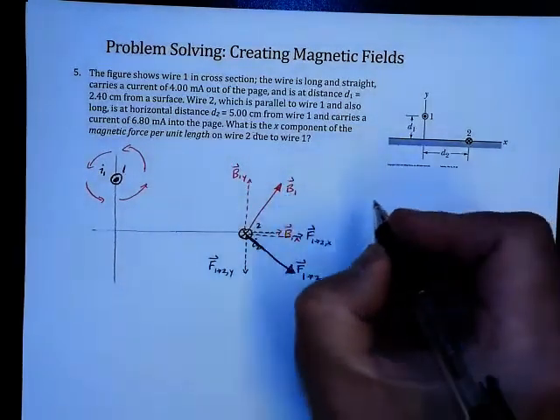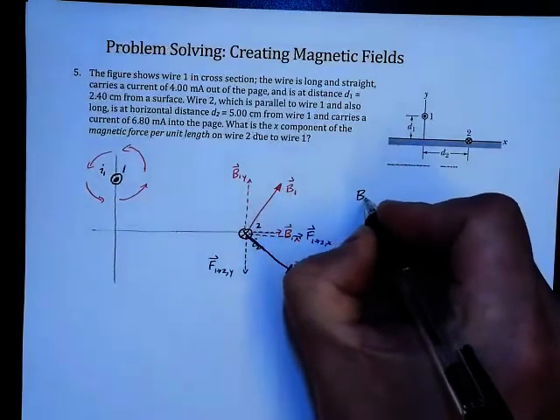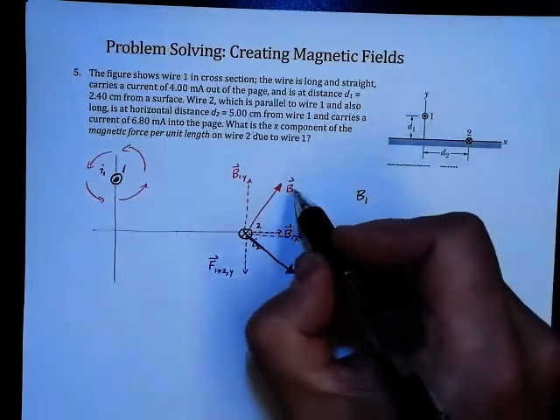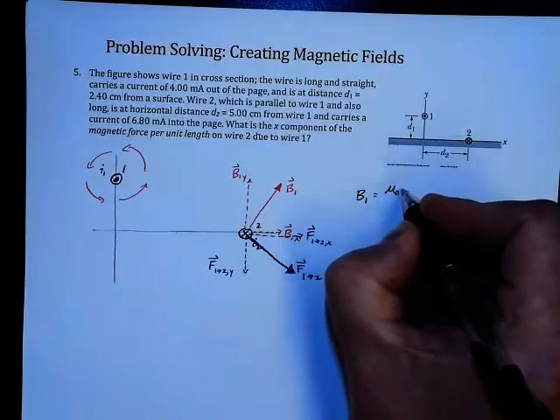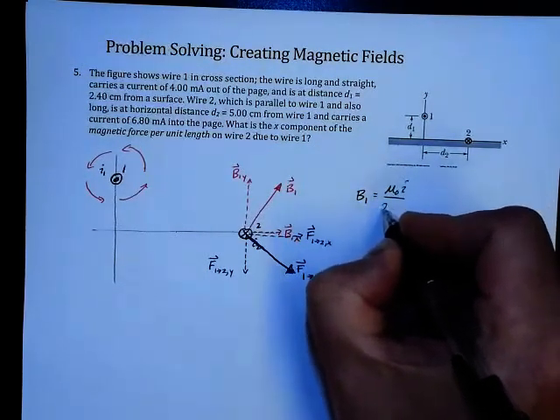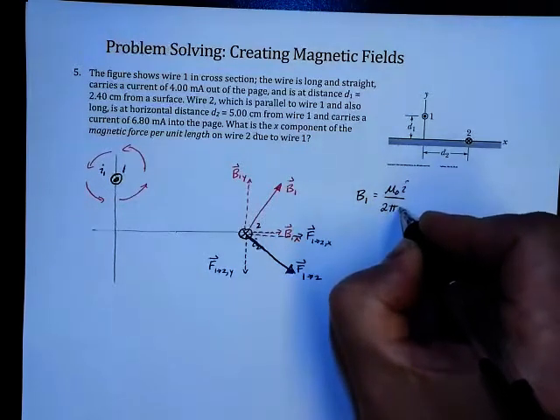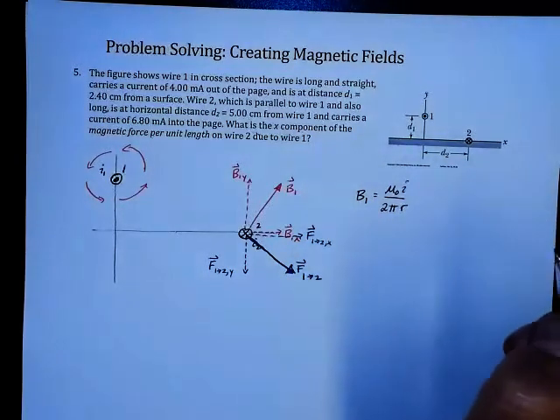So the first step, calculation-wise, would be to figure out what the magnetic field from wire 1 is right here. Well, magnetic field from any straight current-carrying wire is mu 0 I over 2 pi times R.